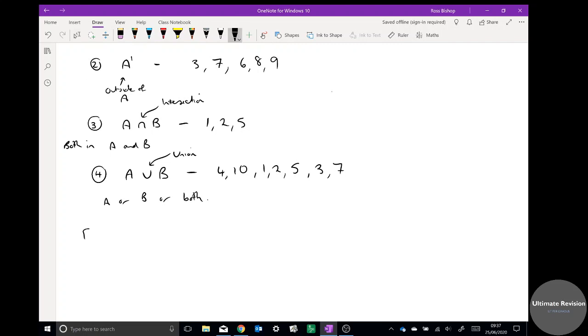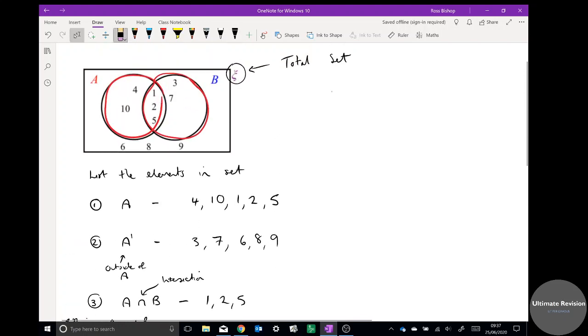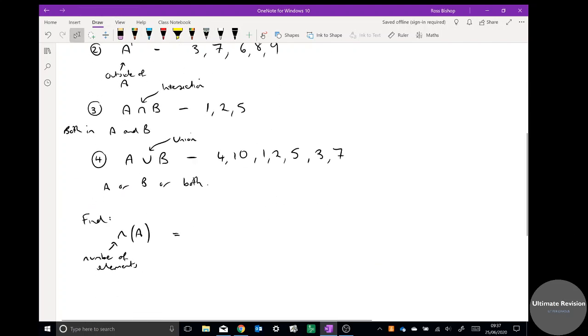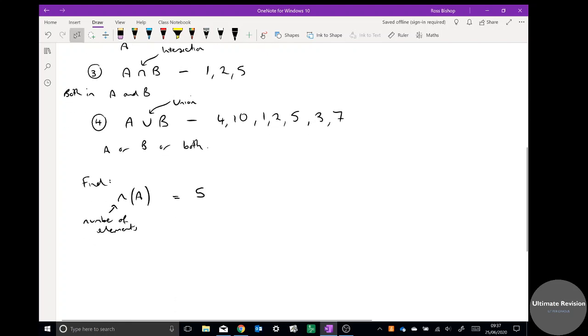But you might also be asked to do this. So find n(A). Okay. So this n means the number of elements in A, that would mean. So how many elements are in A? So we've got 1, 2, 3, 4, 5. Okay. So there are 5 elements in A. So n(A) would be 5.